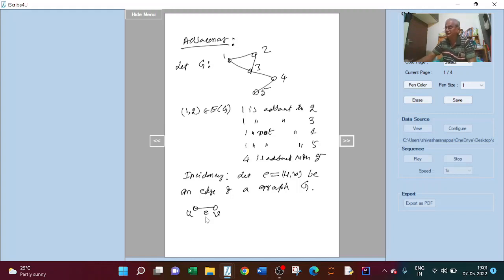So this is incidency. Here E is incident with U. Similarly, E is incident with V, and V is incident with E. U and V are also incident with E. Okay, this is incidency. In adjacency, it is between the two vertices. Incidency is between a vertex and an edge. Now we consider one more example on incidence.